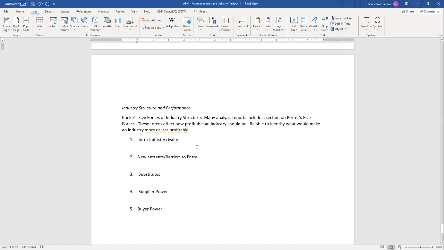So industry structure and performance. There's Porter's 5 forces of industry structure. And these are pretty good things to think about when you're thinking about an industry that you feel like you need to invest in, to take this test and go through these and determine if the industry itself is going to be profitable.